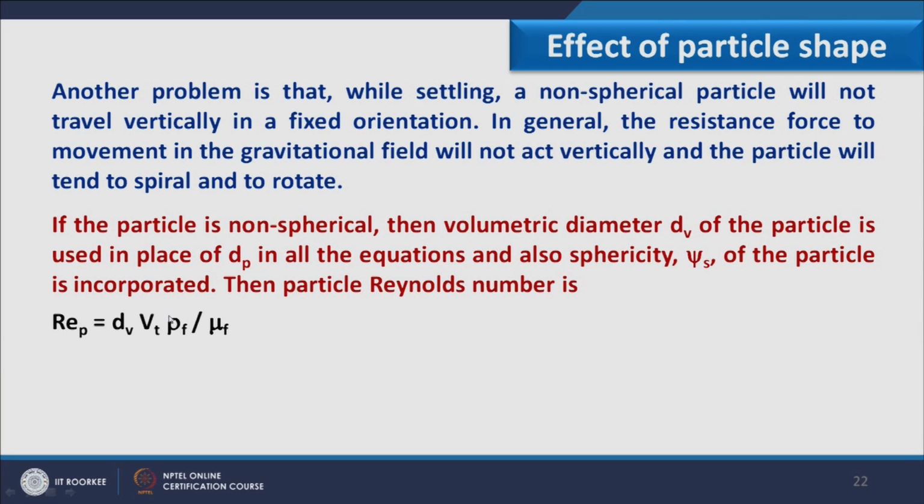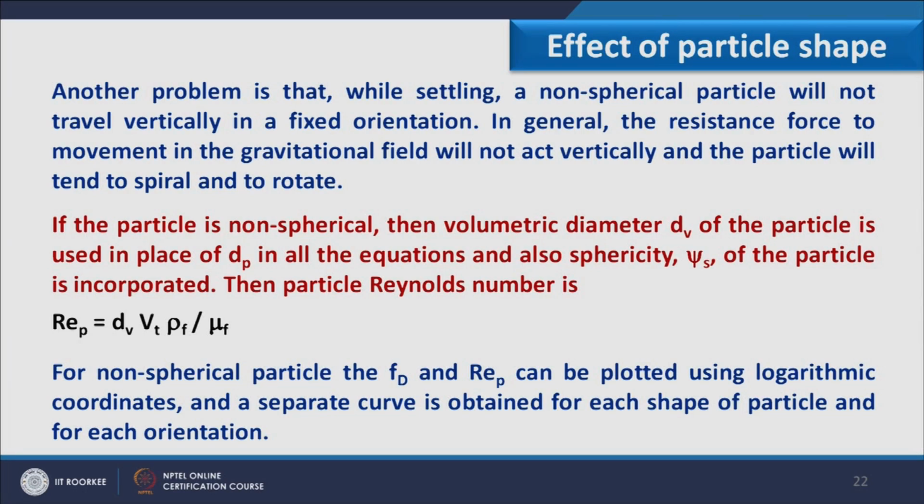Therefore, Reynolds number for irregular particle or non-spherical particle is defined as dV Vt rho f by mu f. Previously we have taken this as dP, now we will take diameter as dV. So, for non-spherical particle, the Fd and Reynolds number Rep can be plotted using log graph, which we have seen previously also. So, same axis we will use, that is log axis, to plot Fd and Reynolds number for non-spherical particle, and a separate curve is obtained for each shape of the particle and for each orientation.